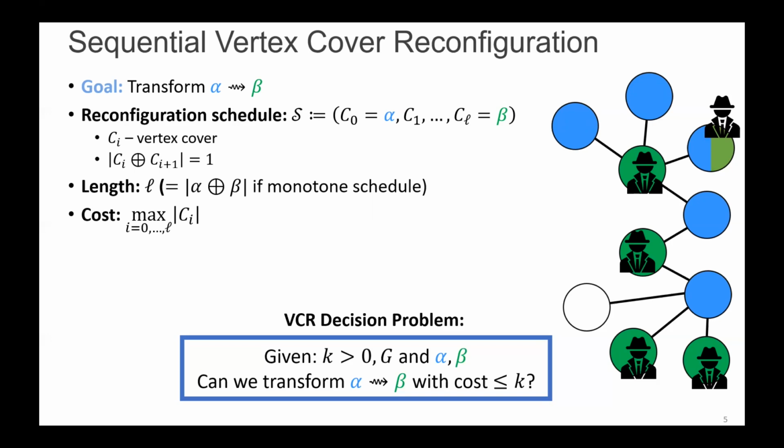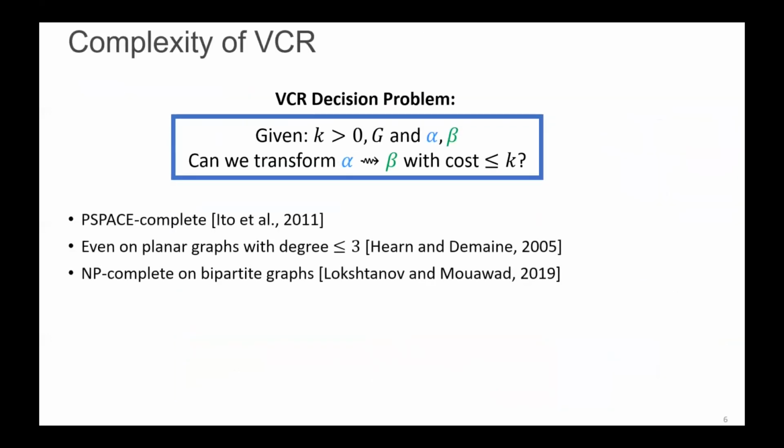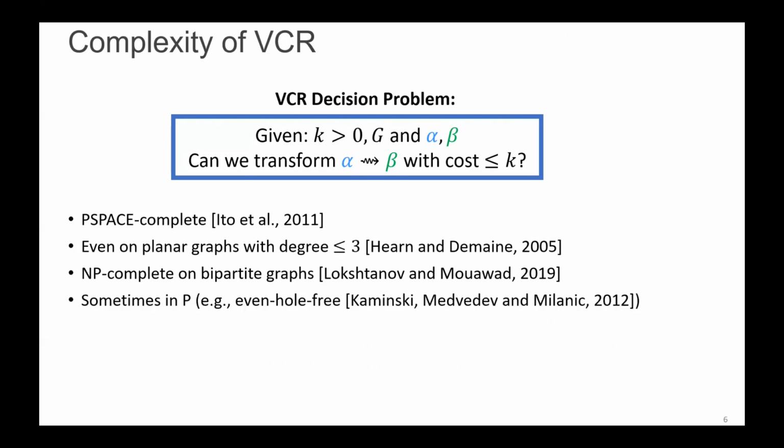So you're given a graph and some parameter k, as well as two vertex covers, alpha and beta. So they're given as part of the input. Is there a schedule with cost at most k? And it's known that this is a difficult problem. It's PSPACE-complete, even on planar graphs with degree at most 3, and even on bipartite graphs. But there are examples where the problem is actually in P, for example on so-called even-hole-free graphs.